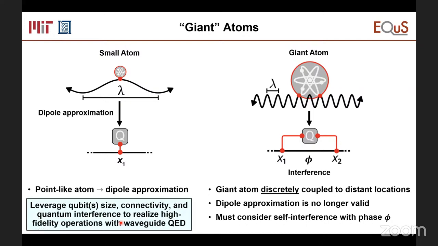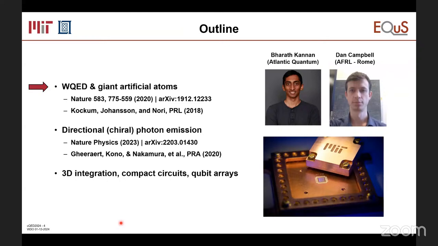So the upshot here is that we're going to leverage superconducting qubits, their size, the ability to connect them to the driving field at various points, and quantum interference to realize high fidelity operations in a waveguide QED context. What I mean by waveguide is we're really coupling the qubit to an open environment. And nonetheless, we're able to do high fidelity operations by tailoring this quantum interference. So there are basically two topics here I'd like to talk about, waveguide QED and giant artificial atoms.